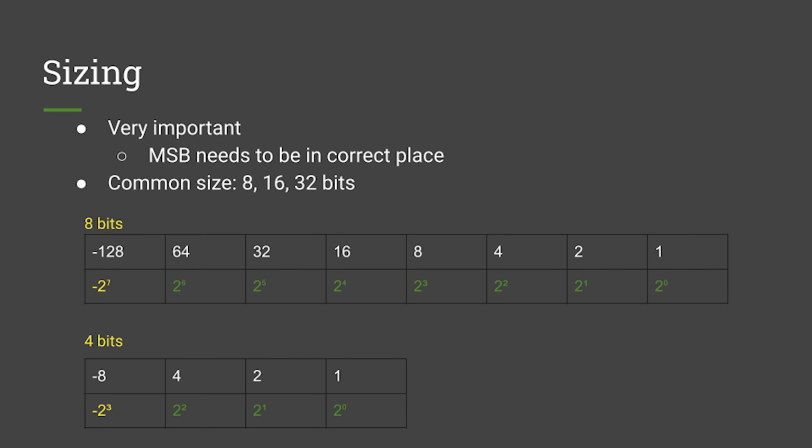Knowing the size or number of bits you are using to represent the binary number is essential when working with 2's complement. We need to have this number at the correct size for accurate representation and correct operations. Remember also that the most significant bit needs to be in the correct place. You will most likely see sizes of 8, 16, or 32 bits.